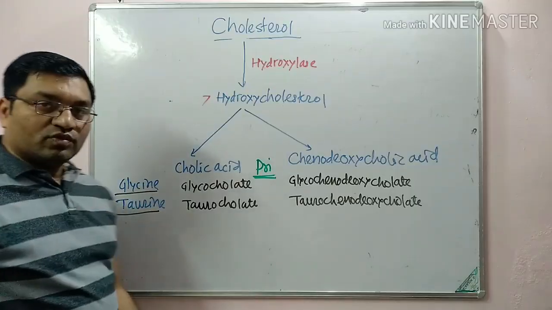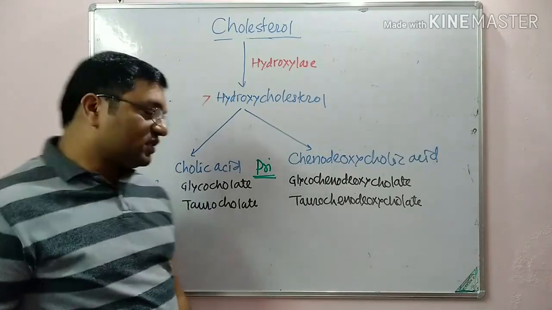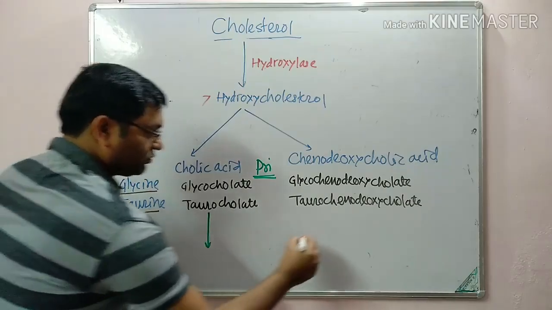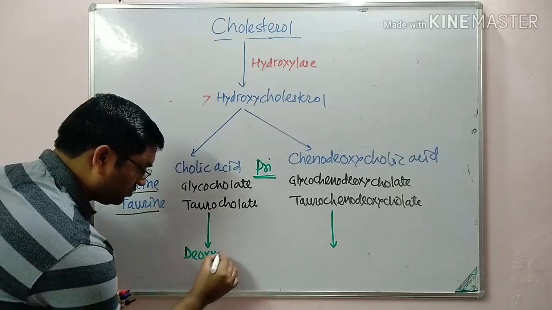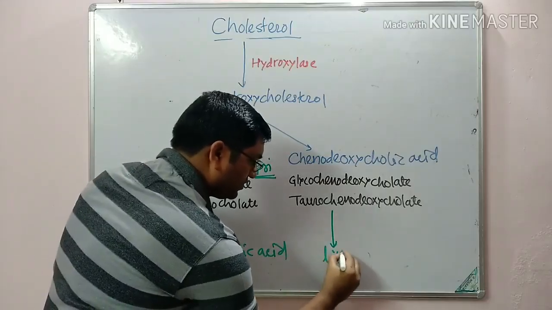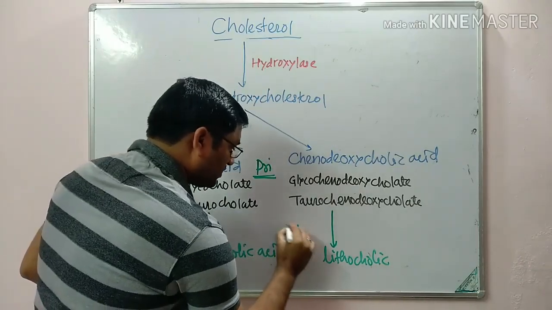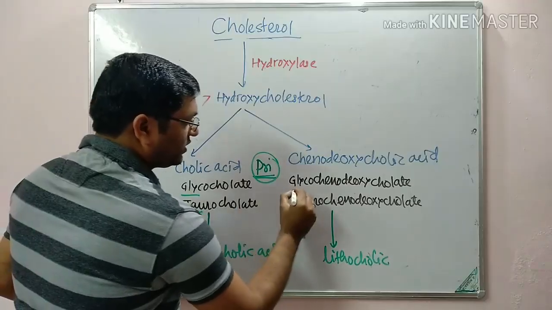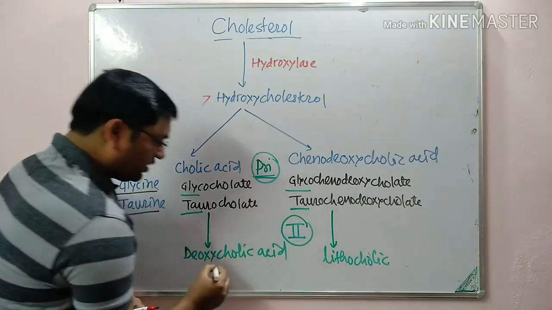Now these primary bile acids on deconjugation and dehydroxylation are converted into deoxycholic acid and lithocholic acid. So these are the secondary bile acids. These glycocholate, taurocholate, glycochenodeoxycholate and taurochenodeoxycholate are primary bile acids, and deoxycholic and lithocholic acids are secondary bile acids.